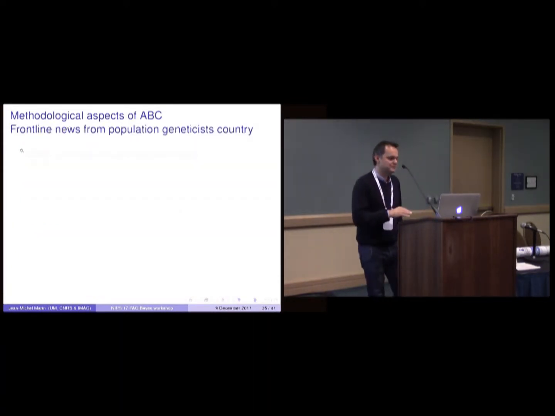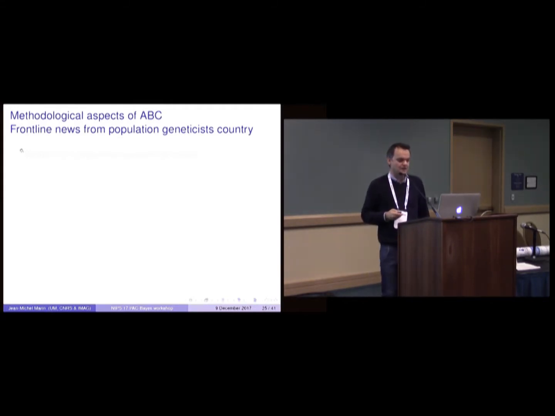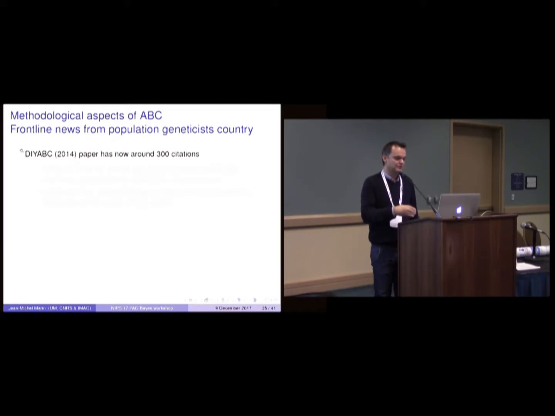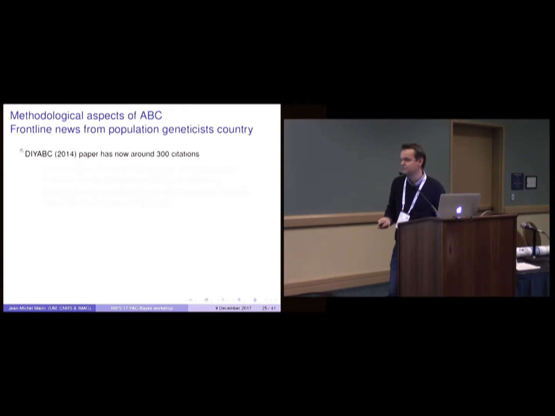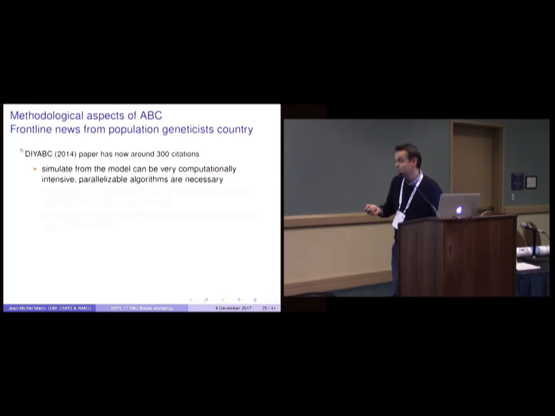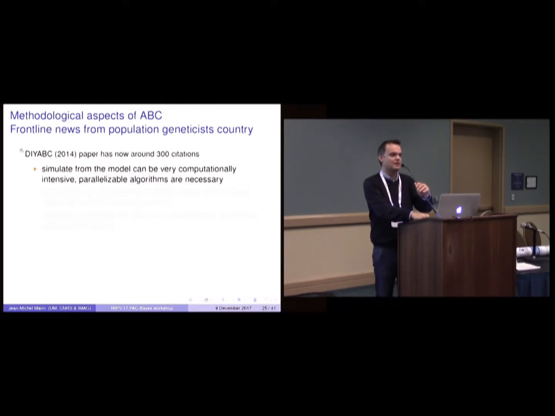Okay, let me give some front-line news from population geneticist country, and I can do that because we have a lot of feedback from molecular ecologists who use DIYABC. The second version of DIYABC was published in 2014 and has now around 300 citations, so we have a lot of feedback on how it works and who it works for, who it's not working well for. Simulating from the model can be very computationally intensive, and so parallelized algorithms are necessary.